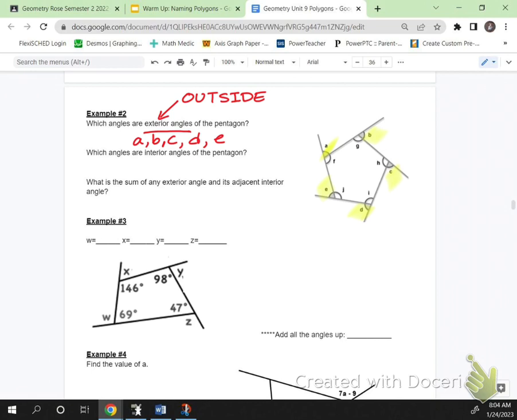Great. Next question. Which angles are interior angles? What does interior mean? Inside. Label that. Some people don't recall that. Inside. So you tell me which angles are inside. F, G, H, I, J.